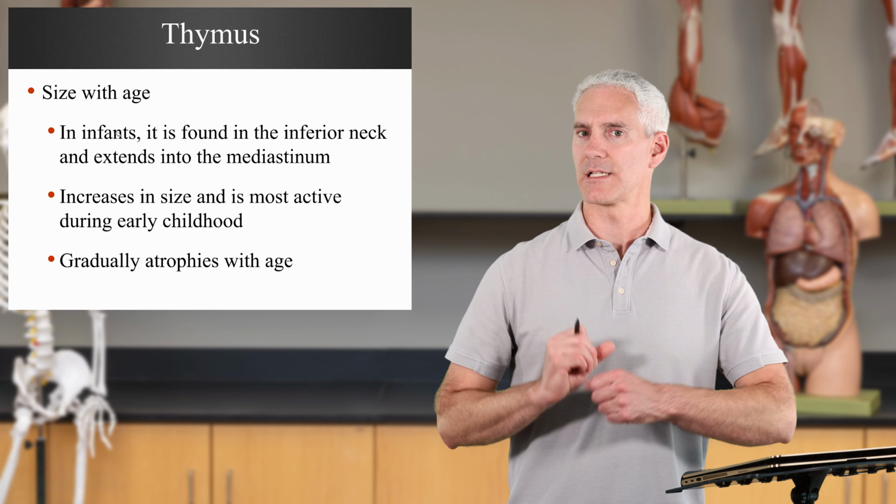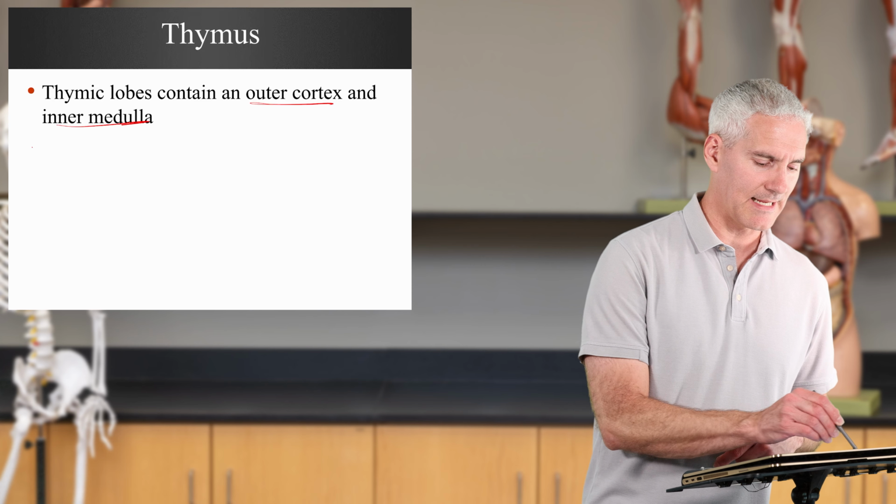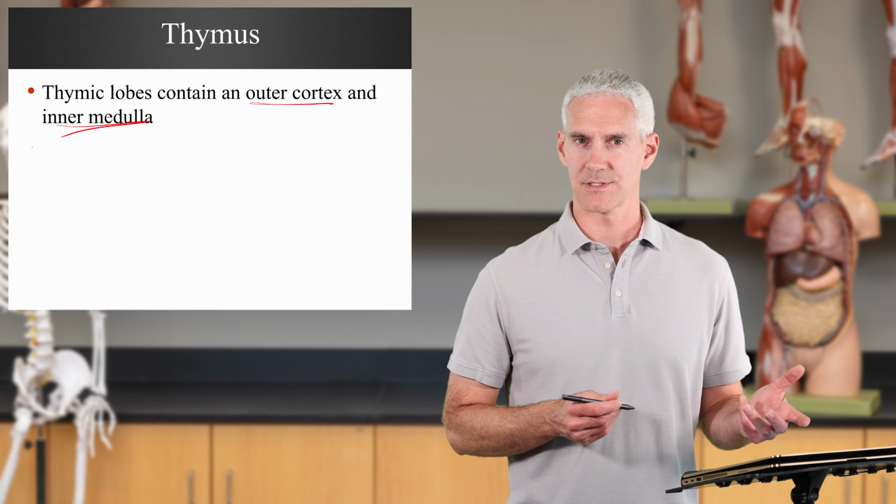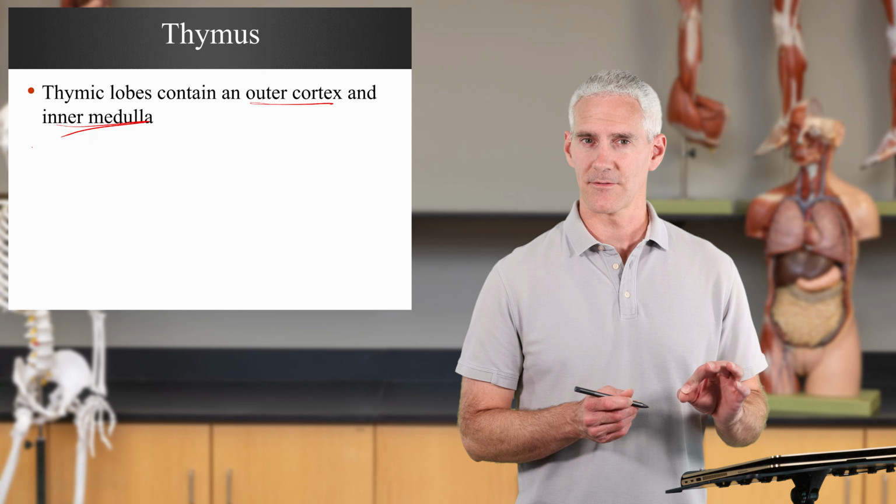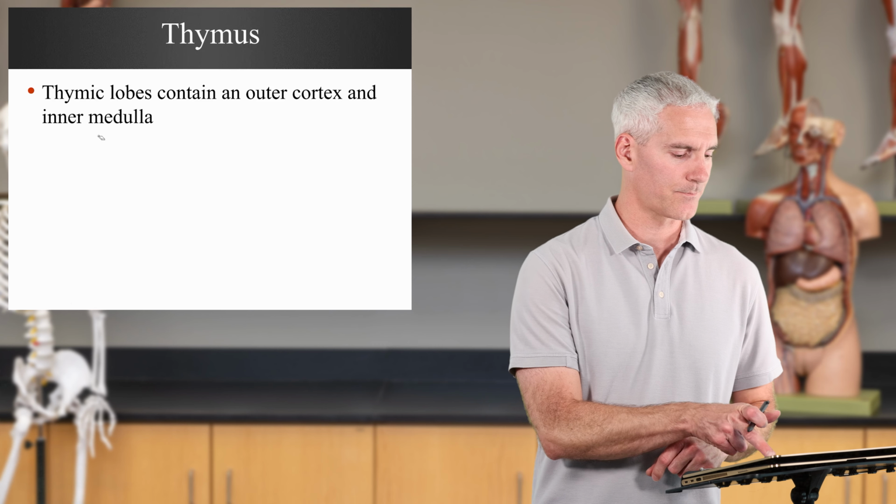It atrophies with age. Well, you're saying, hold on, why does this need to atrophy with age? Why does it get smaller? Think about that as we continue on. The thymus itself is going to have an outer cortex and an inner medulla of these lobules. They're going to have different functions here. So outer cortex, inner medulla. I think I missed that one before. So outer cortex, inner medulla.